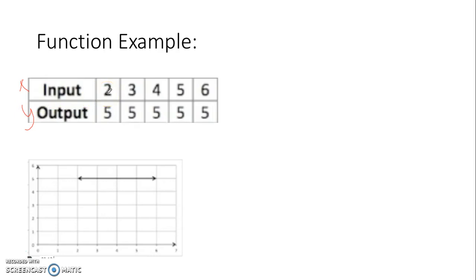All right, so let's take a look at this. We have 2 as our input and 5 as our output. Every single time that we plug in 2 to the equation, we are going to get 5 as an output. Same thing with 3. Every single time that we plug 3 into an equation, we're going to get 5 as an output. Every single time that we put 4 into an equation, we're going to get 5 as an output, and so on and so forth. For every input, there is an output. There's only one output for each input. There's only one y for one x.